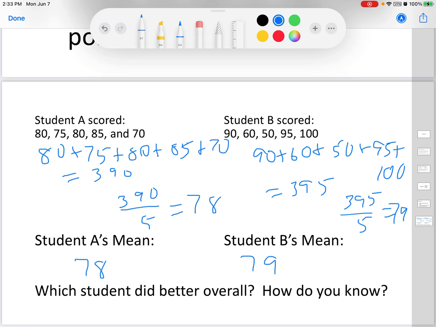So which one did better? Well, not by much, but student B did better. So you write student B. And how do you know? The mean is higher. It's just that simple. Add them up and count and divide it by how many there are. That's it. Ask any questions if you have them.